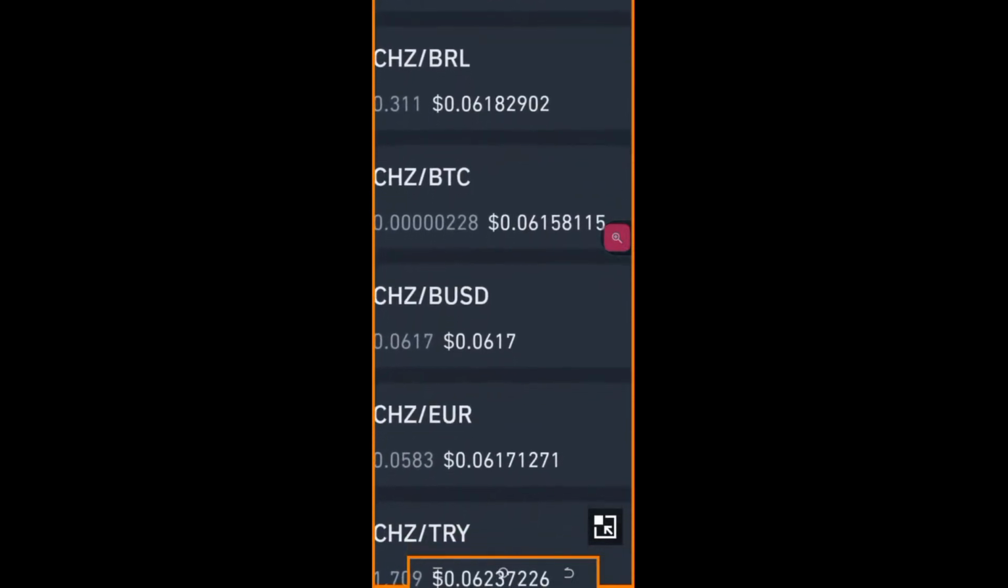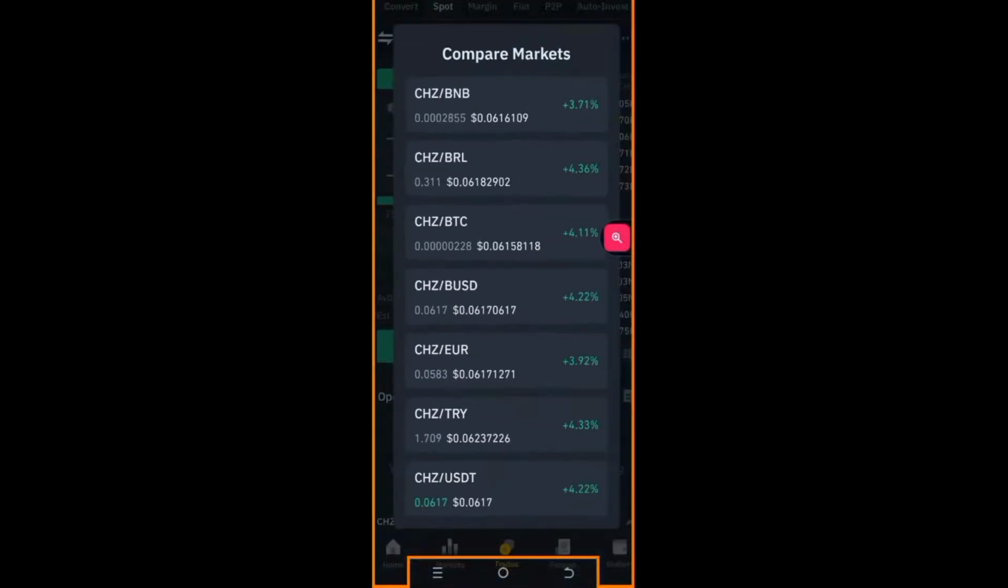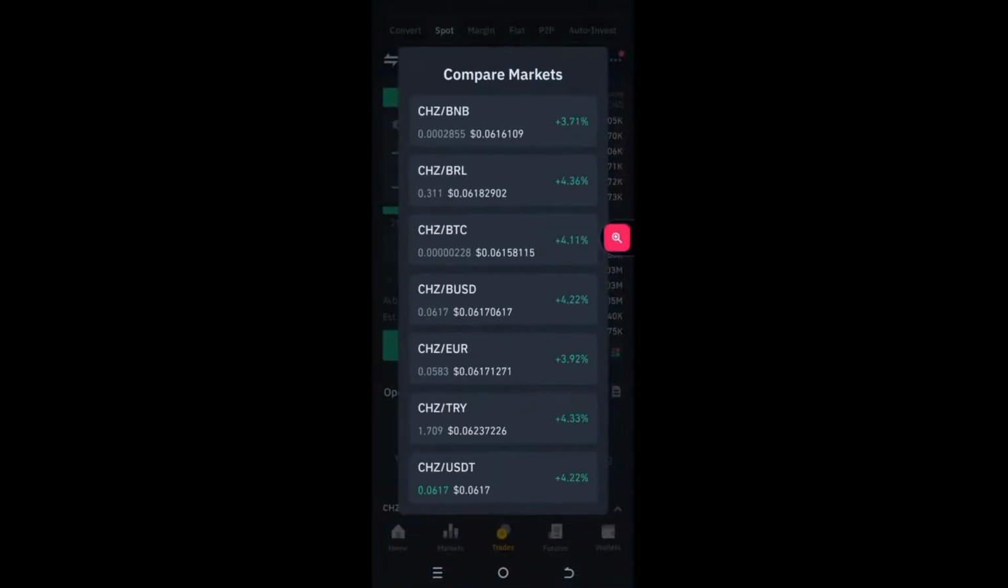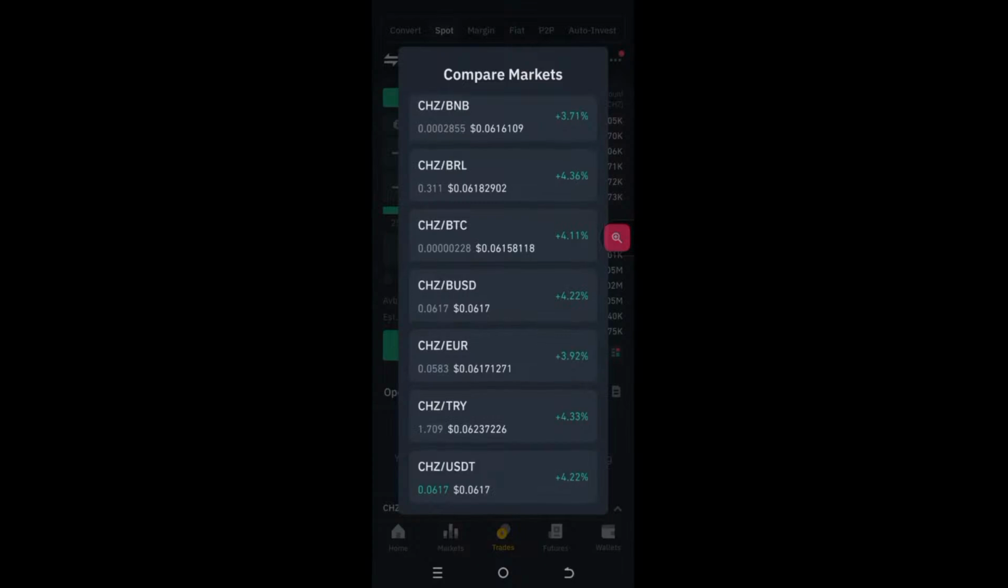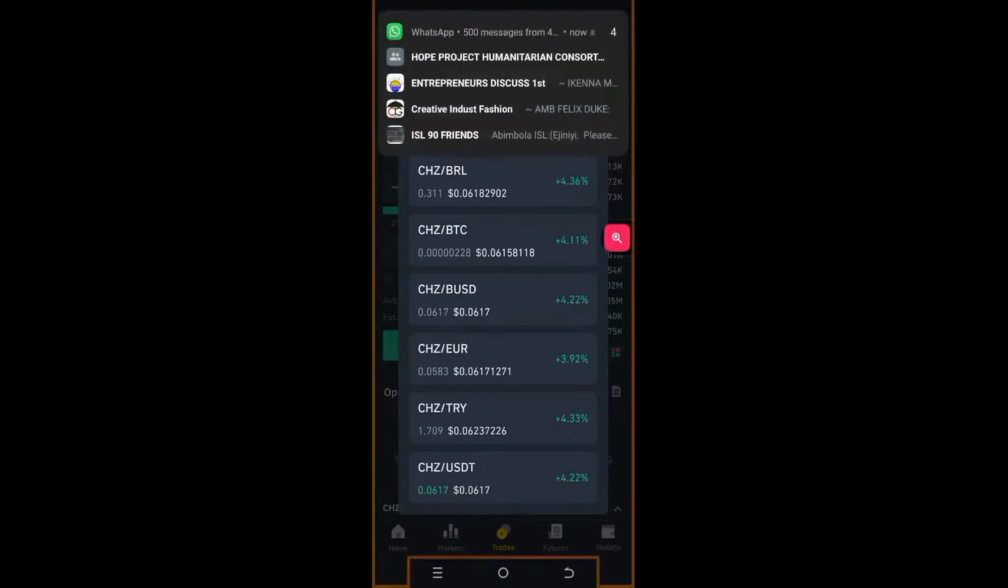Then EUR. Normally I like to use the base currency as USDT. The reason is it's easier for me to work with. Well, at times I may have to change. Looking at this, which one is the cheapest price? You have to look for the cheapest price. We can see that it looks like BTC at 0.0615. We have 0.0618 as BRL. We have 0.0616 as BNB. Then where's the USDT? USDT is 0.0617. Let me show you that.